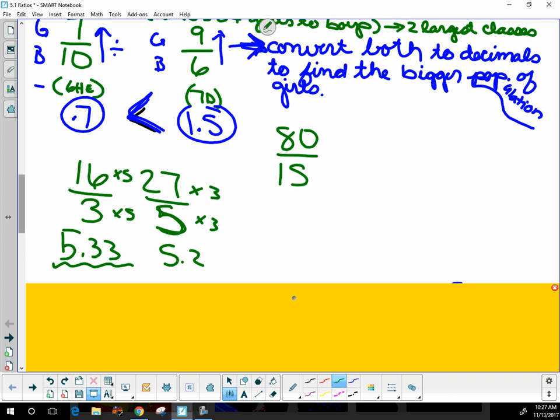Now, 27 times 3, 81, I believe. No, is it? Let me double check my work. That's 21, 6, 7, yeah, 81 out of 15, okay? So that doesn't really prove my point because 80 is less than 81. Did I do something wrong? 16 times 5, 30. Interesting, because 5.3 is a bigger decimal, so maybe I messed up on my division somehow, but I don't think I did either. Interesting.